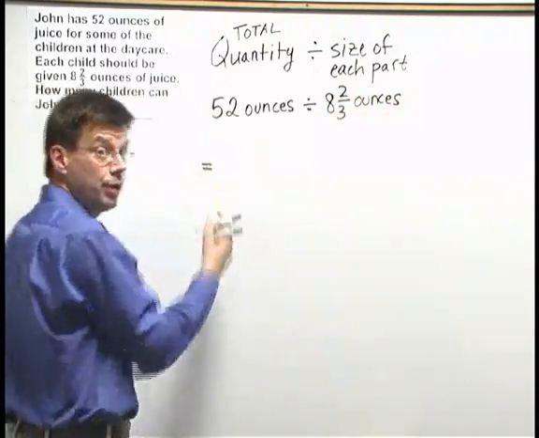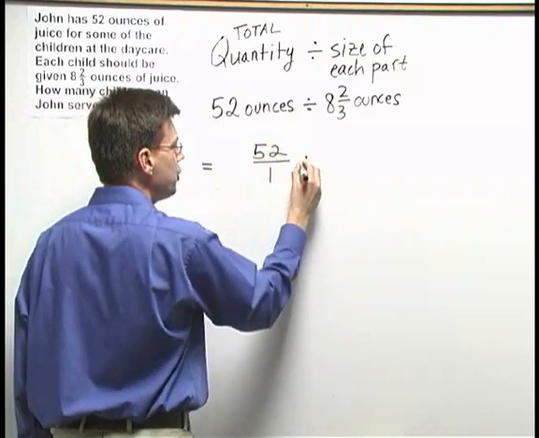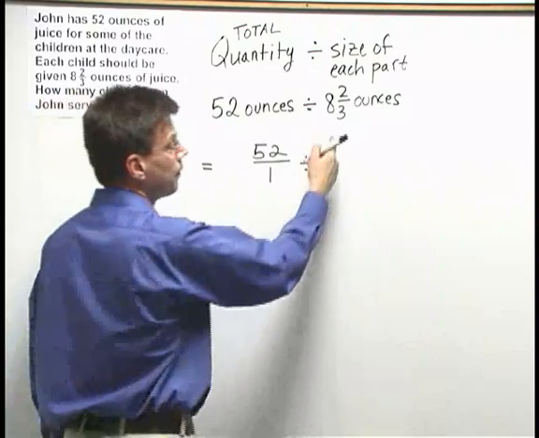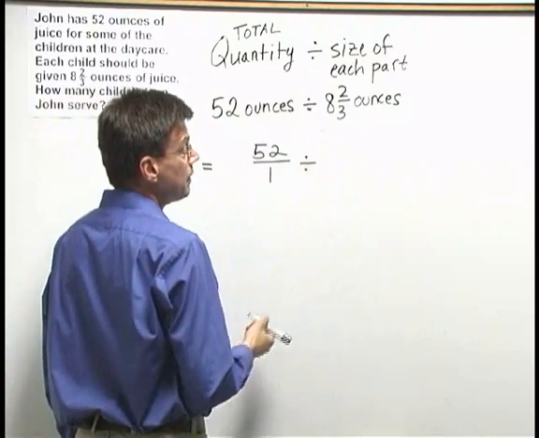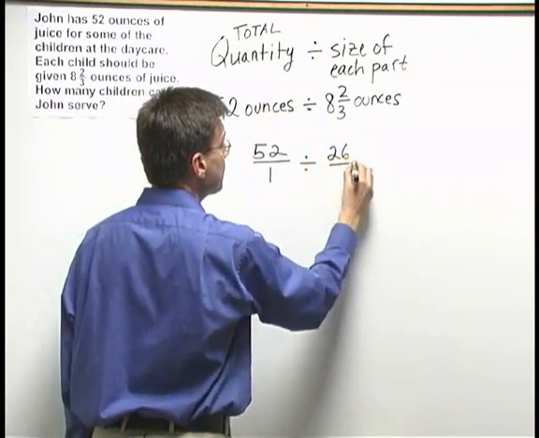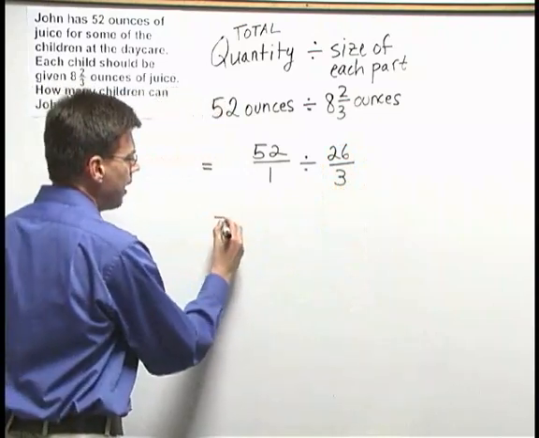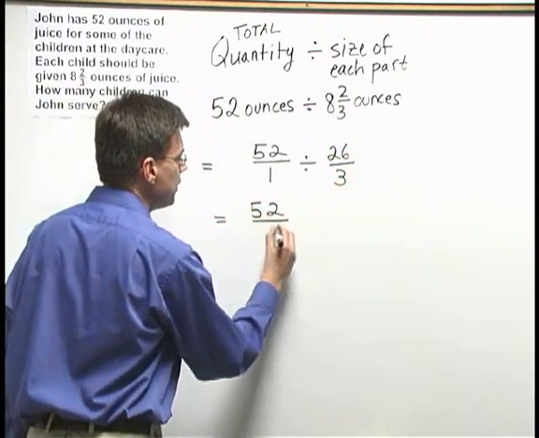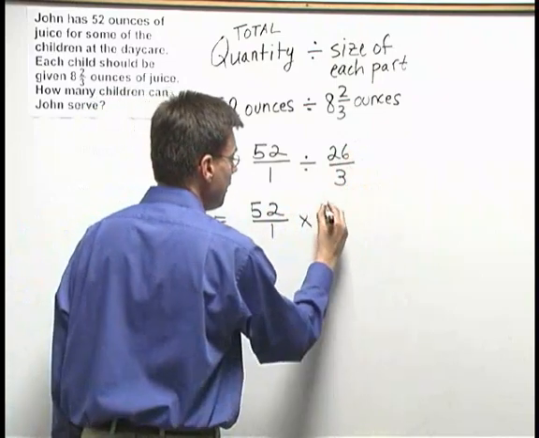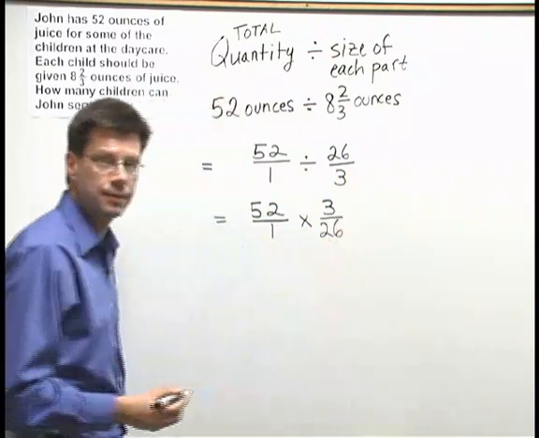52, I'm going to rewrite as 52 over 1 here because we're going to do fraction division. We have a fraction involved in the problem, in the 8 2/3. 8 2/3 I need to rewrite as an improper fraction. 3 times 8 is 24, plus 2 is 26. That's 26 over 3. And now, in order to divide, I recopy the first, 52 over 1, and multiply by the reciprocal of the second fraction. I'm going to flip the second fraction and get 3 over 26.